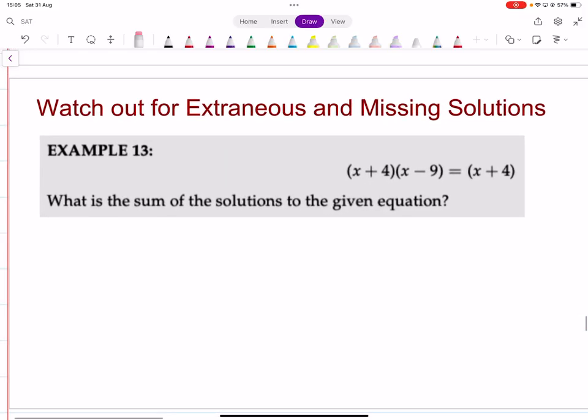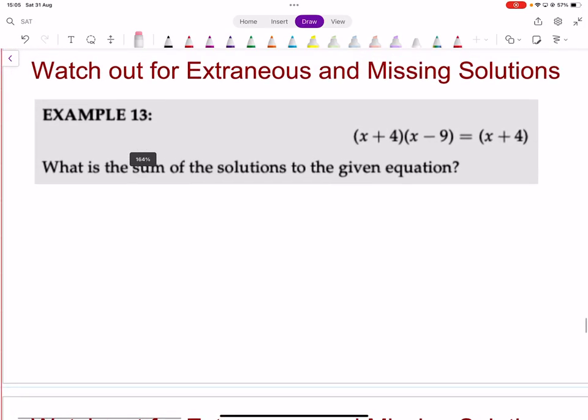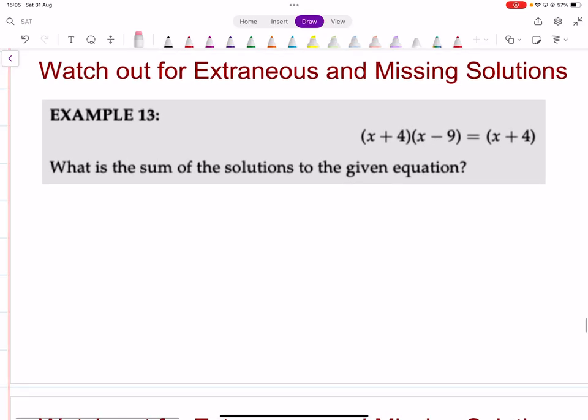Try this. X plus 4 into x minus 9 equals x plus 4. How do you solve this equation?